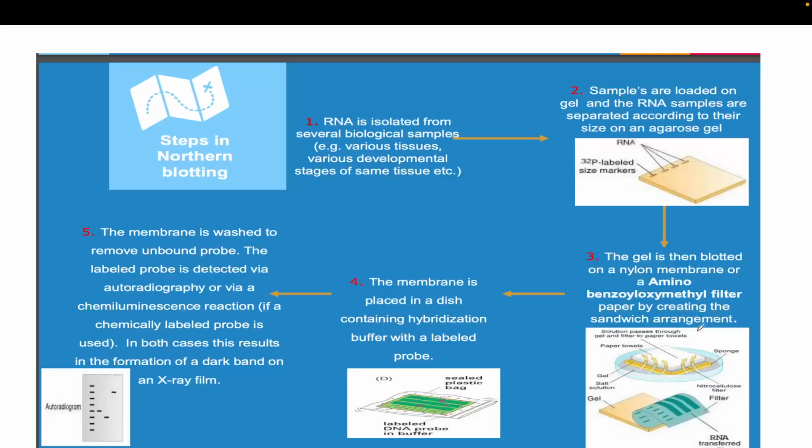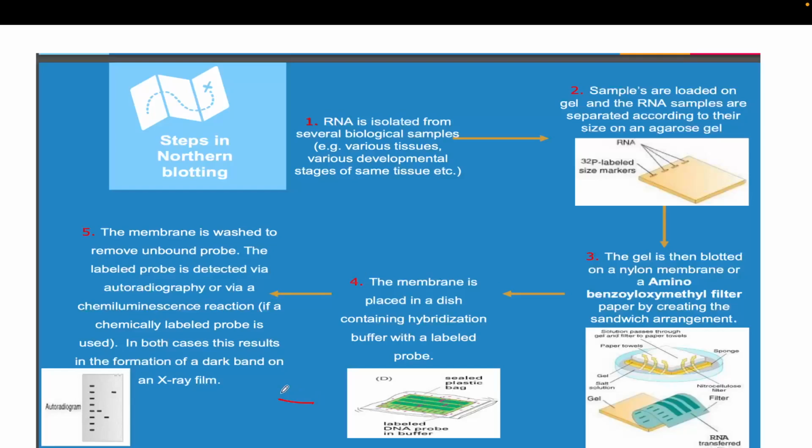By creating a sandwich arrangement, you can transfer the gel to the blot. After transfer, the membrane is placed into a dish containing the hybridization buffer or hybridization solution, where the labeled probe is present. This labeled probe will bind to its complementary region of the sequence.